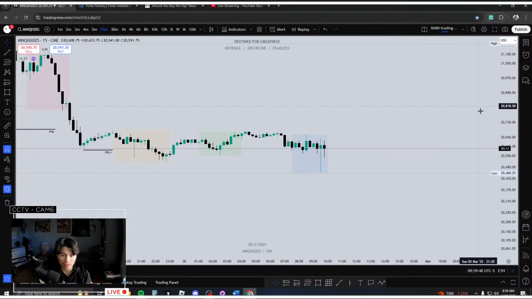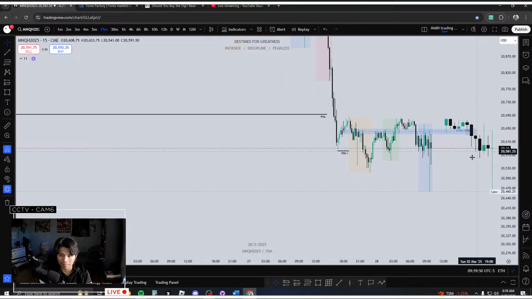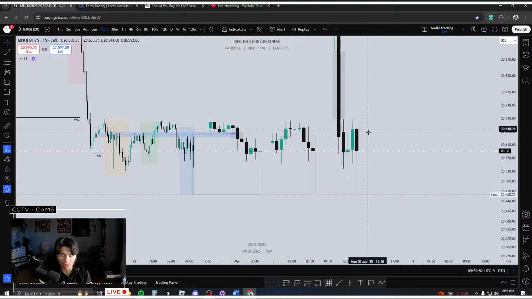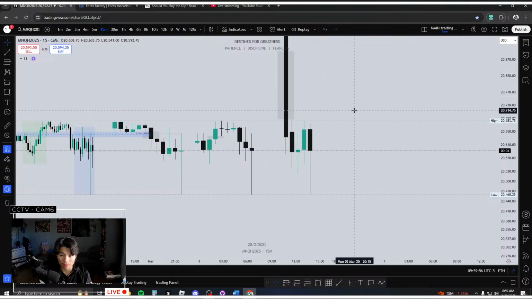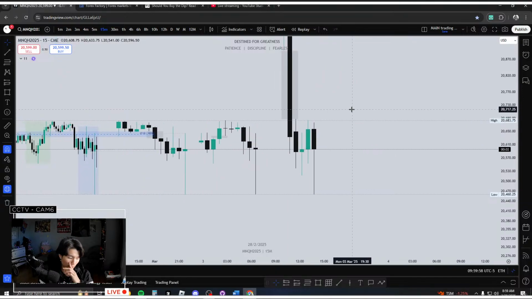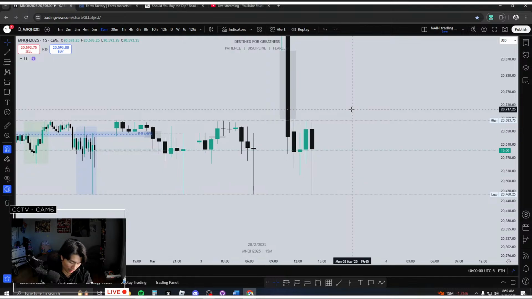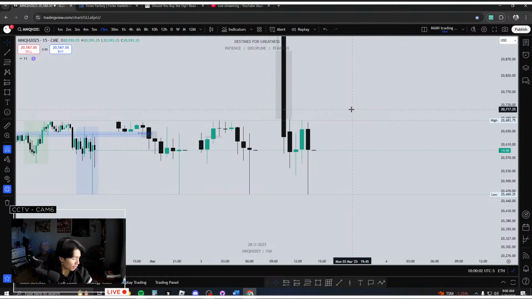14 seconds left here. Not very confident in the way that we're closing here on the 4-hour candle. So I might just elect to sit on my hands.